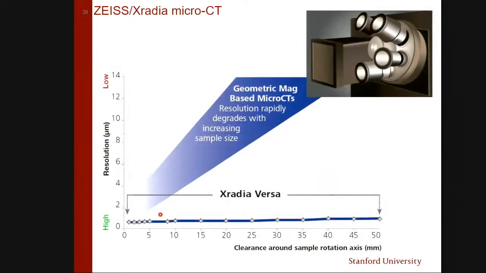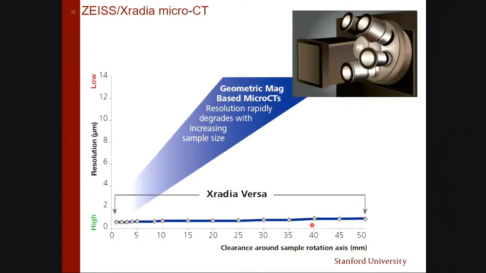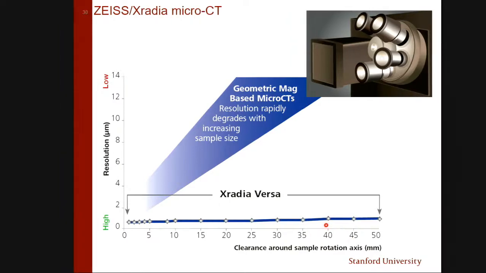For example, with regular CT, which uses only the geometrical magnification, you will have a clearance around the sample versus resolution going somewhere like this. Whereas with instruments which have extra optical magnification, you can actually keep resolution even if your sample size increases or is moved away. This is very important for samples where you have a big sample, but you want to see a very little inside at high resolution. So you can do that by moving the sample away because it's big.